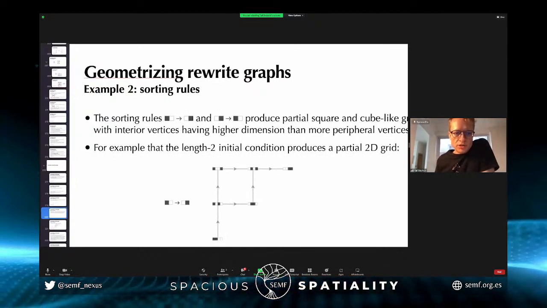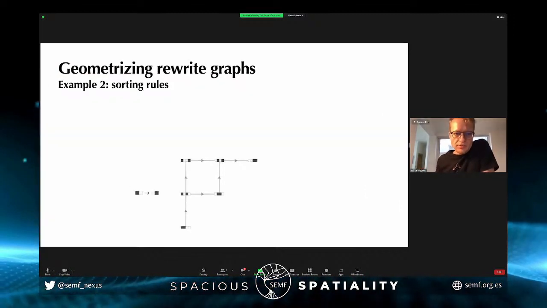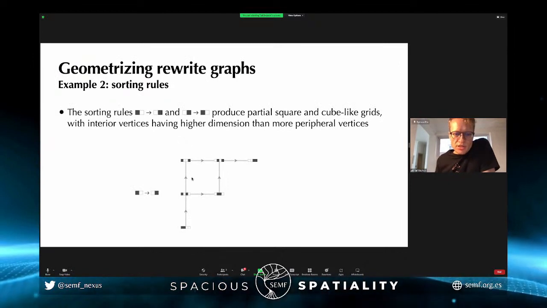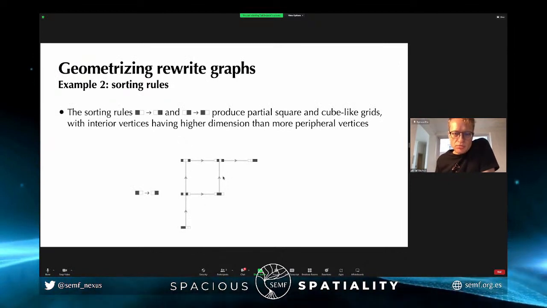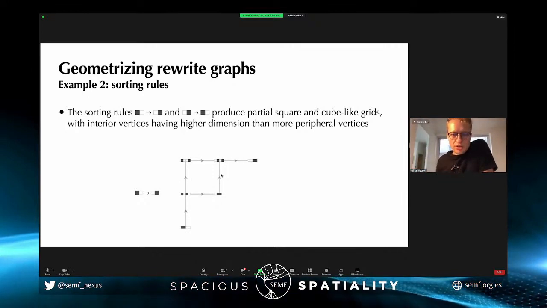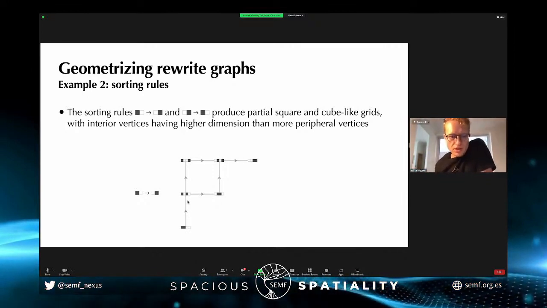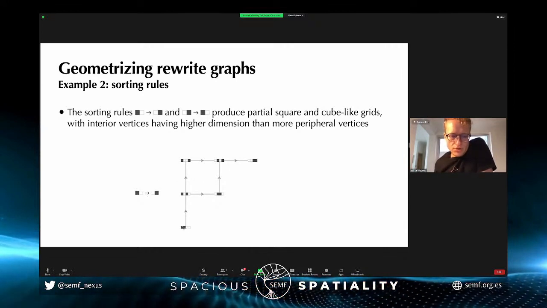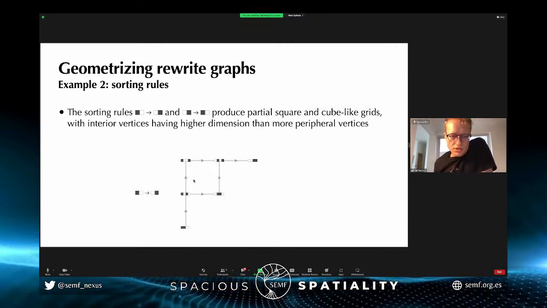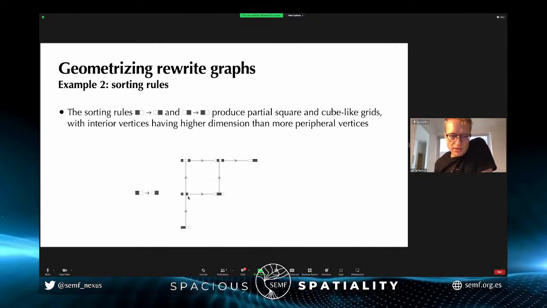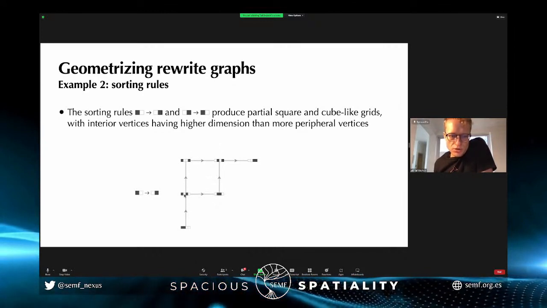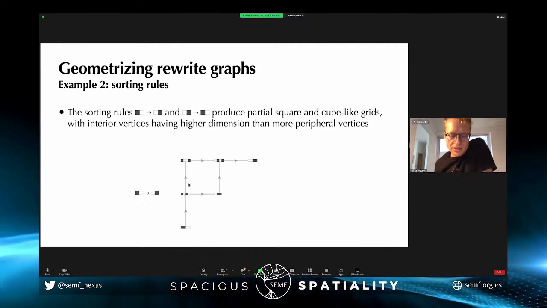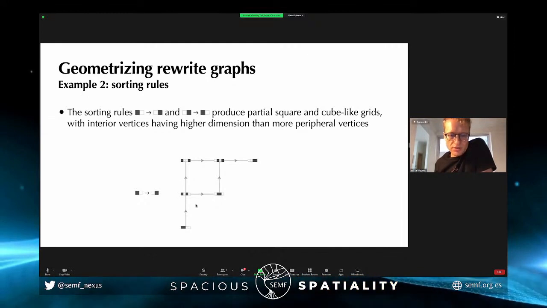Let's look at these sorting rules that we looked at earlier. Sorting rules produce these interesting partial square and cube and higher dimensional grids. So here's an example of a length 4 initial string, which produces a sort of square part over here, which corresponds to the fact that we can do two independent bits of sorting on the left and on the right. And if we do one, it doesn't affect the other. If we do the other, it doesn't affect the first.